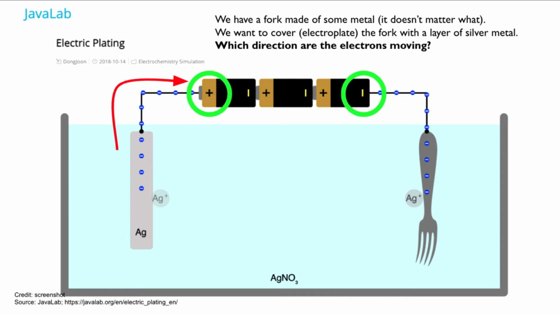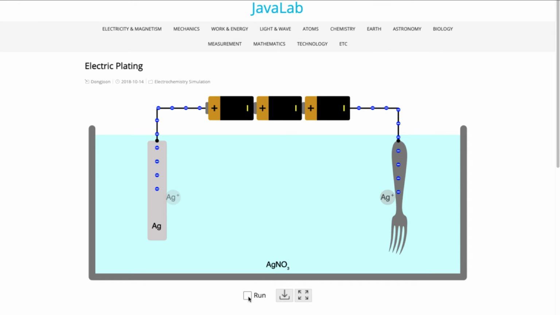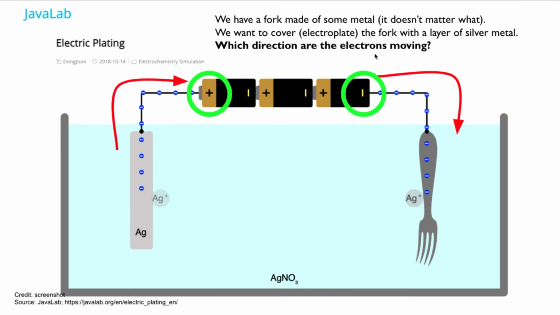And on the other end of the batteries, we see a negative terminal. That negative charge will push the electrons out because negative charges repel. And we will end up with the electrons moving the other way. So the electrons are moving into the battery at the positive end and out of the battery at the negative end. So the flow of electrons would be as it is labeled here, moving out of the silver and down into the fork. So the electrons are moving into the thing that we are trying to electroplate the silver onto.